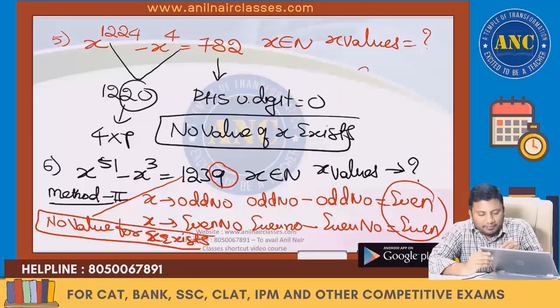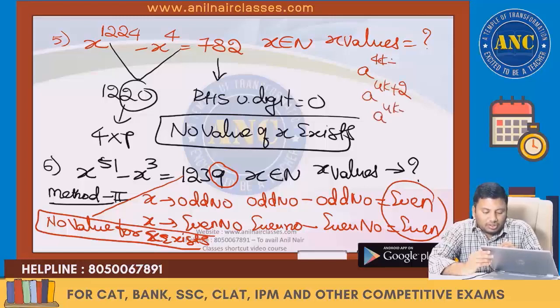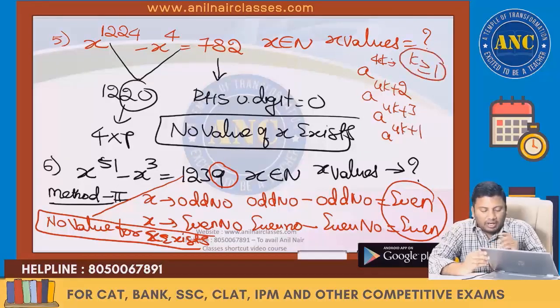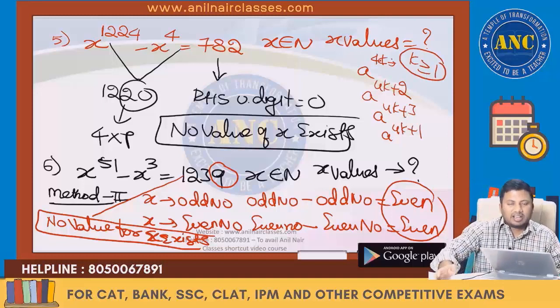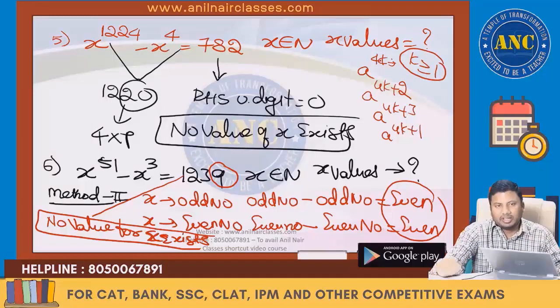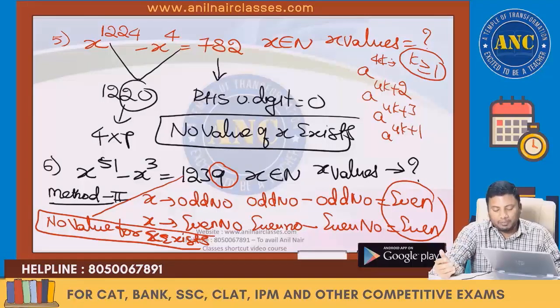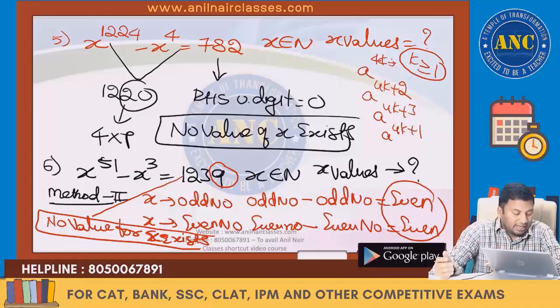Now see here. This is a power 4k, a power 4k plus 1, a power 4k plus 2 and a power 4k plus 3. Here I took k greater than or equivalent to 1, Karthik. So I took it as 1, 2, 3, 4. You started with k power 0. I hope the idea is clear.